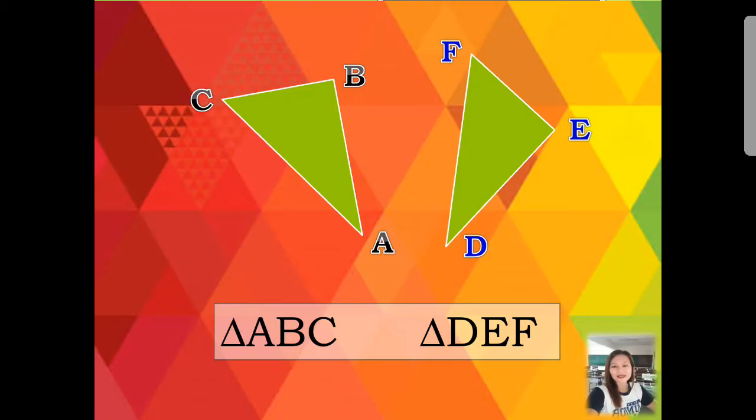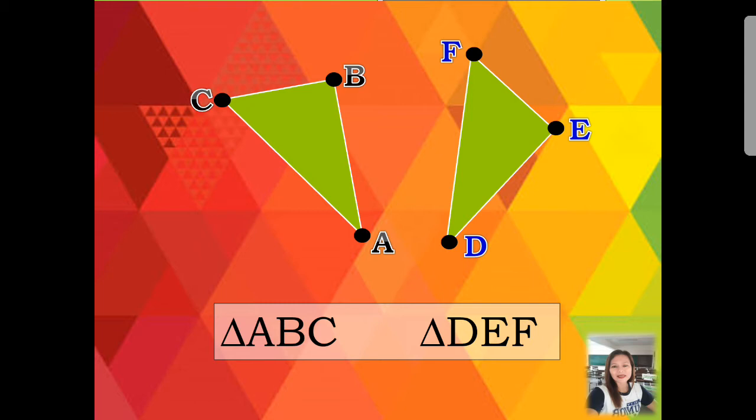So let's have an example. We have two figures of triangle ABC and DEF. We're now going to find out if they are congruent by listing the 6 corresponding parts. Let's start with the vertex C. Vertex C corresponds to vertex F. Vertex B corresponds to vertex E. Vertex A corresponds to vertex D.